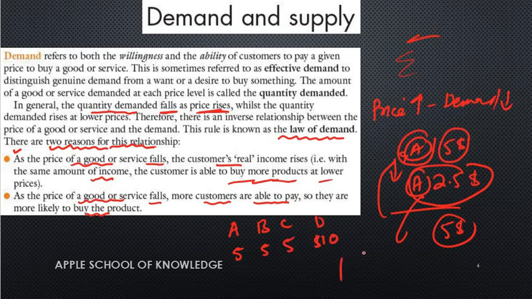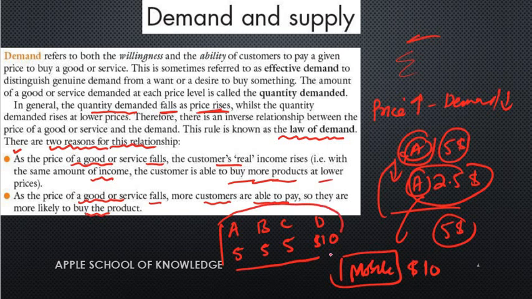Okay, now here we have a market, and let's say this is a mobile, a cell phone, and the purchasing price of this product is $10. Now if you see, this is a community. If all of these want to purchase this product, then only one of them can purchase it, because the price is $10 and only D has $10 that he can purchase with.